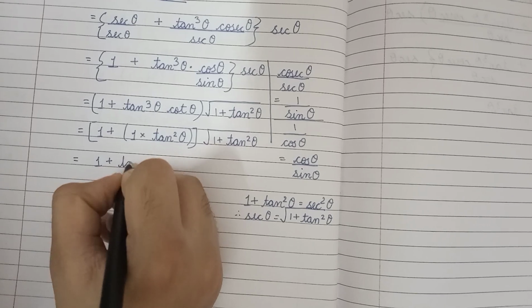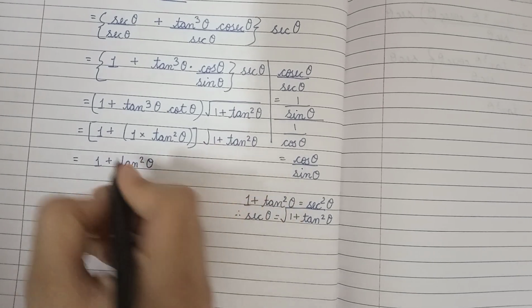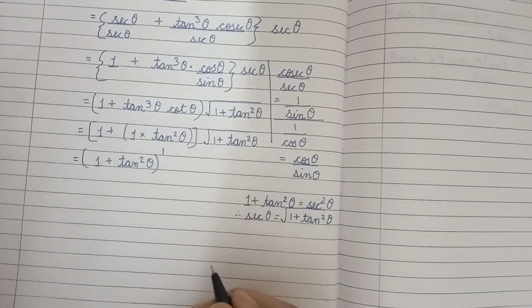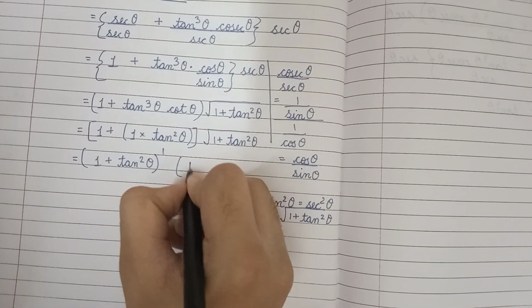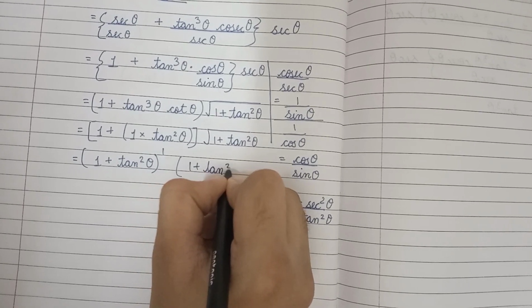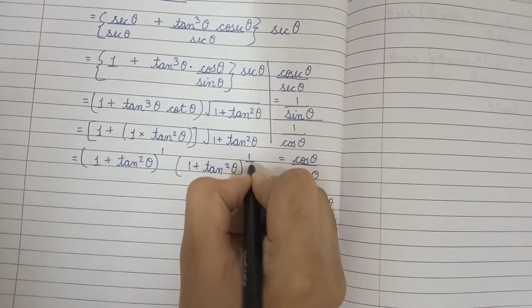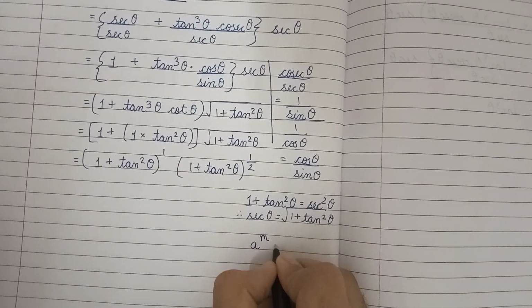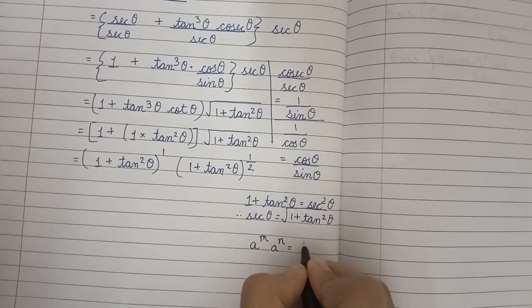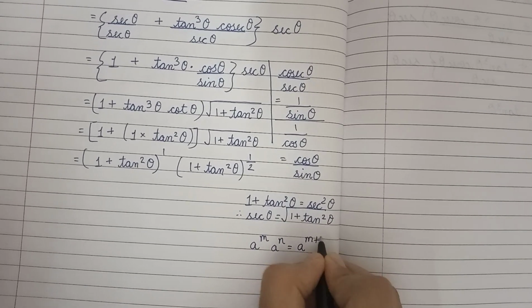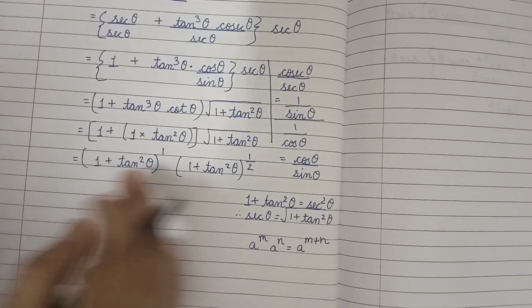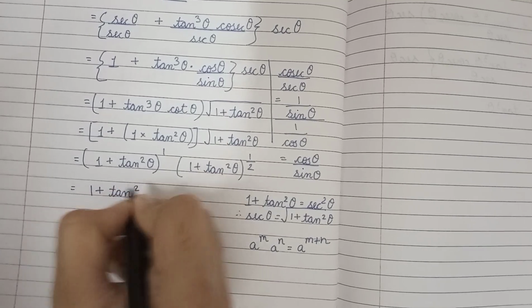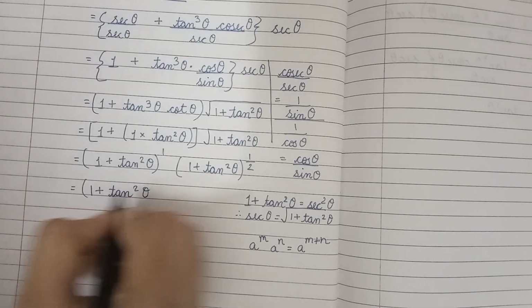Thus we have 1 plus tan square theta, as the power is 1, we can write 1 over there, multiplied by 1 plus tan square theta, and the power of this will be 1 by 2 as it is in the square root form. And we know the exponential identity that a raised to m into a raised to n equals a raised to m plus n. So we will multiply it: 1 plus tan square theta whole raised to 1 plus 1 by 2.